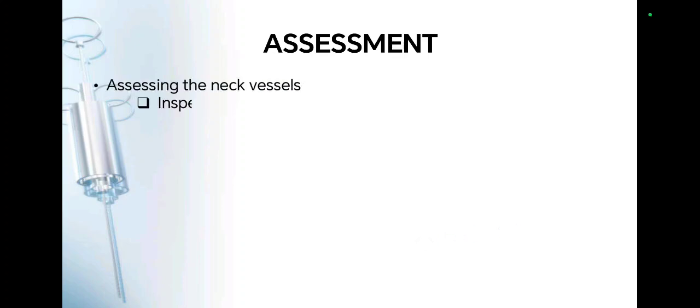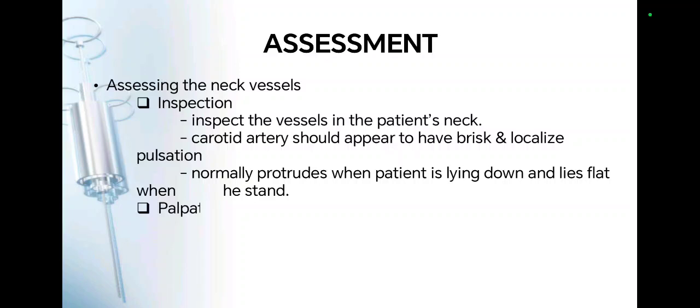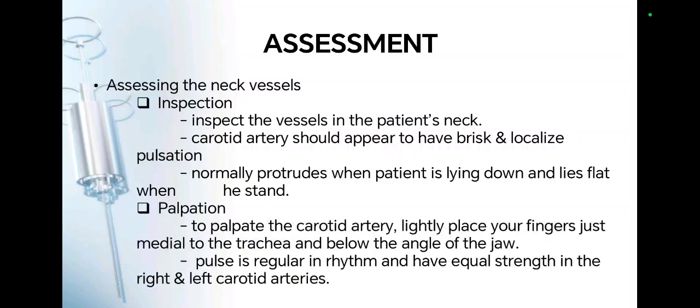Okay, so what are the things that we need to inspect other than the general observation? So first, we have your inspection. In assessing the neck vessels, particularly our jugular vein or carotid artery, inspect the vessels in the patient's neck. Carotid artery should appear to have a brisk and localized pulsation, and it normally protrudes when the patient is lying down and lies flat when he stands.